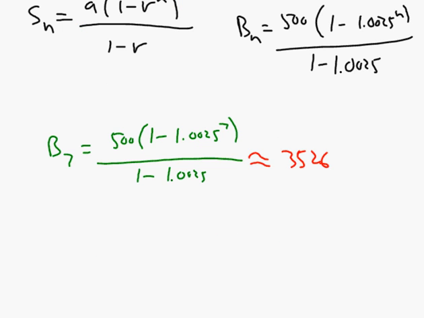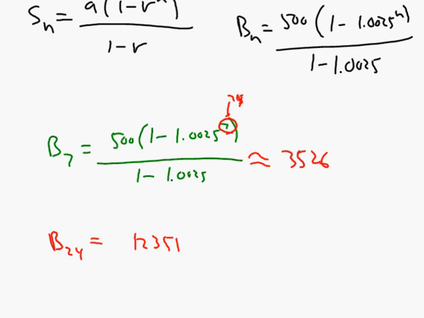Okay. You could ask questions like, what's the balance in the account after 2 years? Now remember, n is representing the number of months, so we have to find b sub 24. So all it would require is that in this formula you change that 7 to a 24, not a 25. If we do that, we get about 12,351.